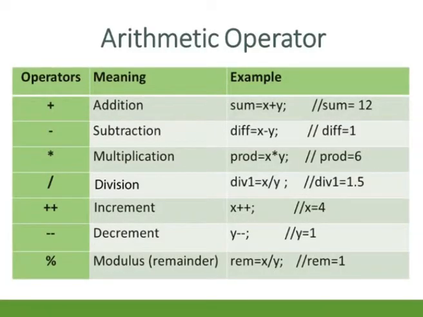JavaScript provides a rich set of arithmetic operators to construct arithmetic expressions. Here is the list of arithmetic operators available in JavaScript. These operators, as you can see, are available in all programming languages. So we have addition, subtraction, a star is used for multiplication. Then we have division, increment, decrement, and the modulus operator, which gives you the remainder when you divide two numbers.